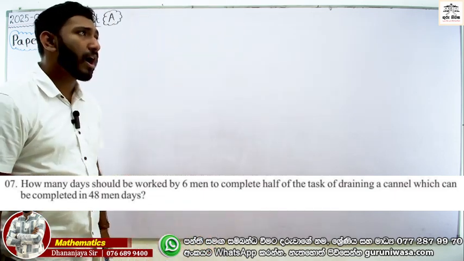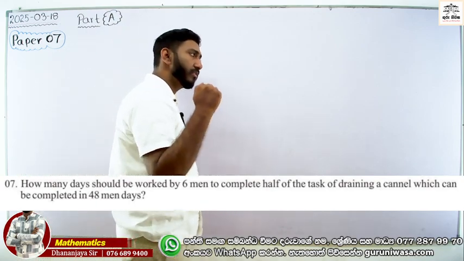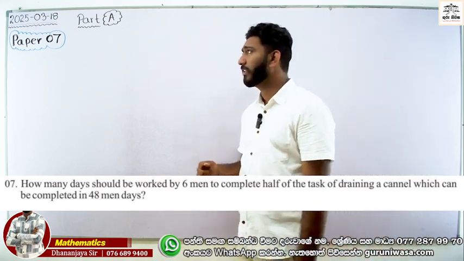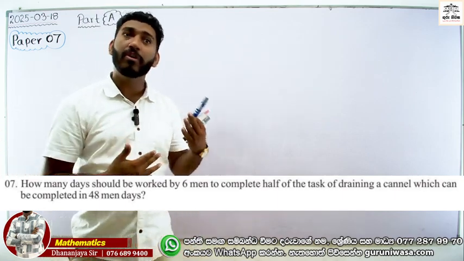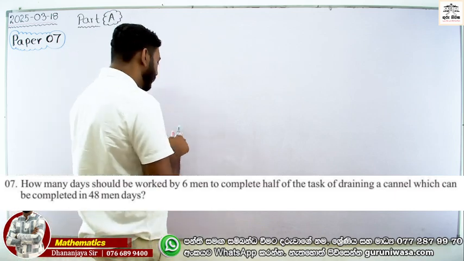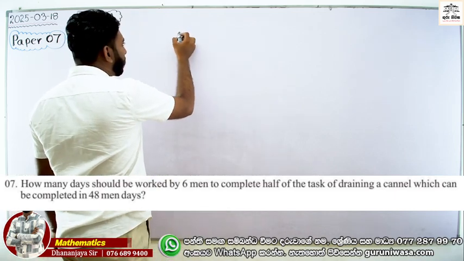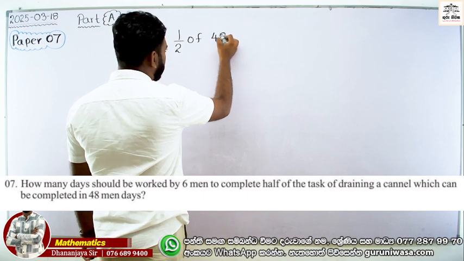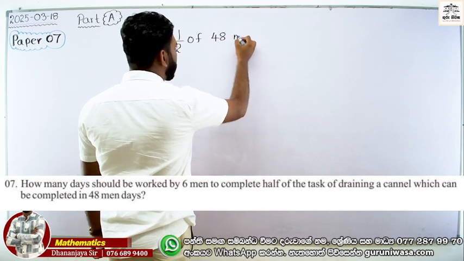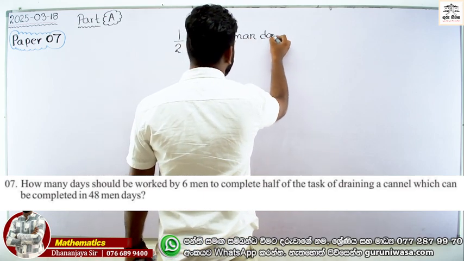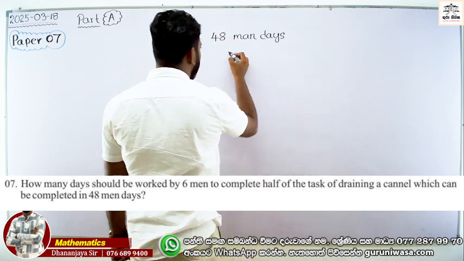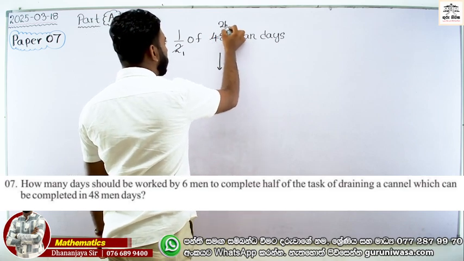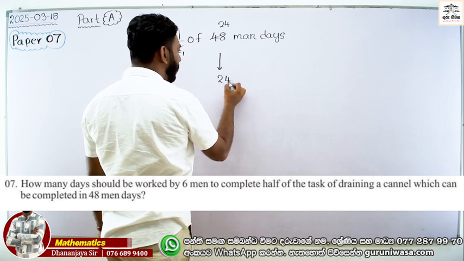Now tell me, half of the task. The total magnitude of the task is 48 man-days. Therefore, half of the task is half of 48 man-days. This is the magnitude. Therefore, the task becomes 2 times 1 and 2 times 24. Now the task becomes 24 man-days.